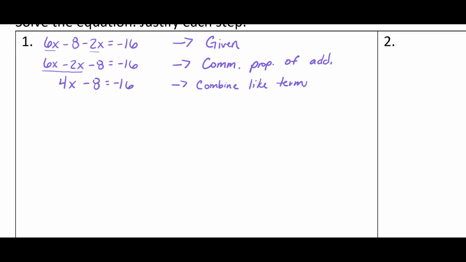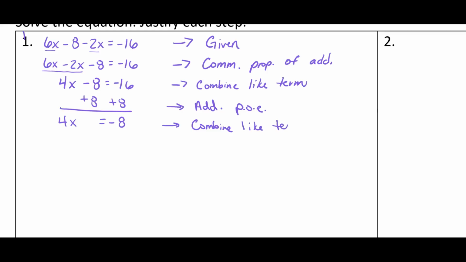Okay, so now it's just our two-step equation. Now we're going to add 8 to both sides, which we are allowed to do due to the addition property of equality. That's going to leave us with 4x equals negative 8. What we just did to get 4x equals negative 8 is add these, which is another combine like terms. Anytime we're adding or subtracting, that's combining like terms.